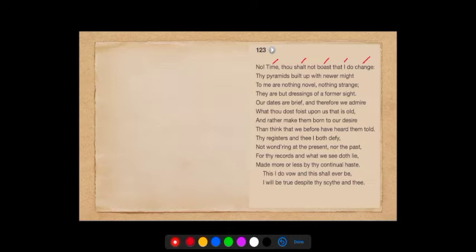Listen to the second one. "Thy pyramids built up with newer might to me are nothing novel, nothing strange. They are but dressings of a former sight." So the way his syntax works, they come in right on the appropriate beat or foot. "To me are nothing novel, nothing strange." So that's how iambic pentameter works.